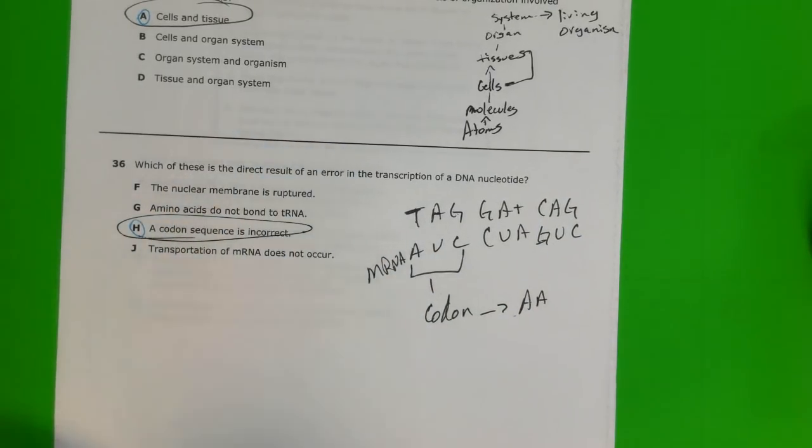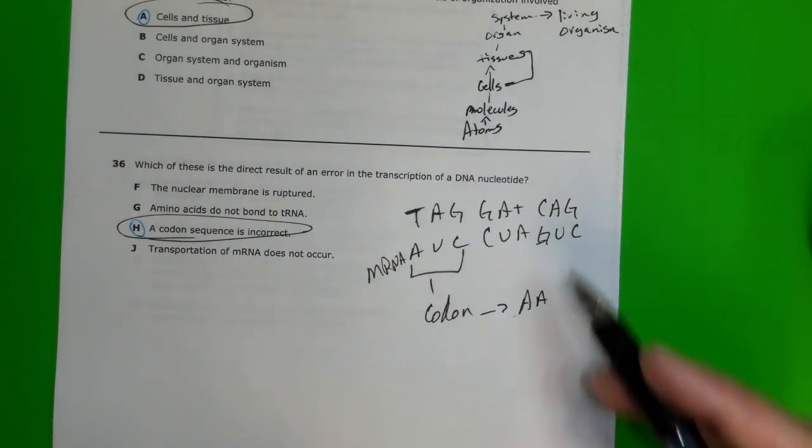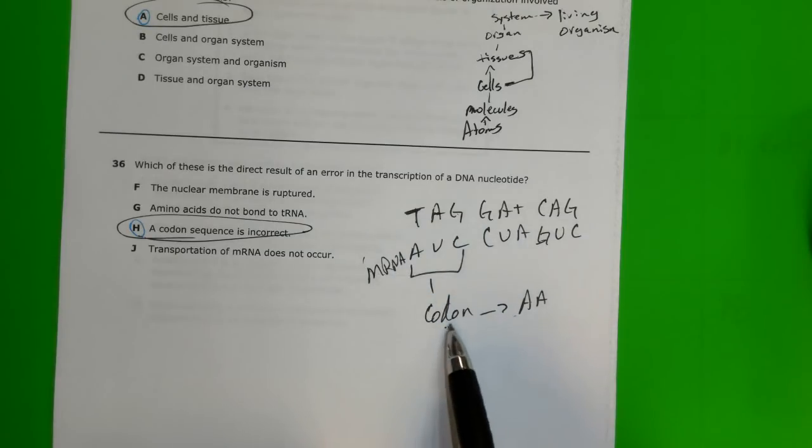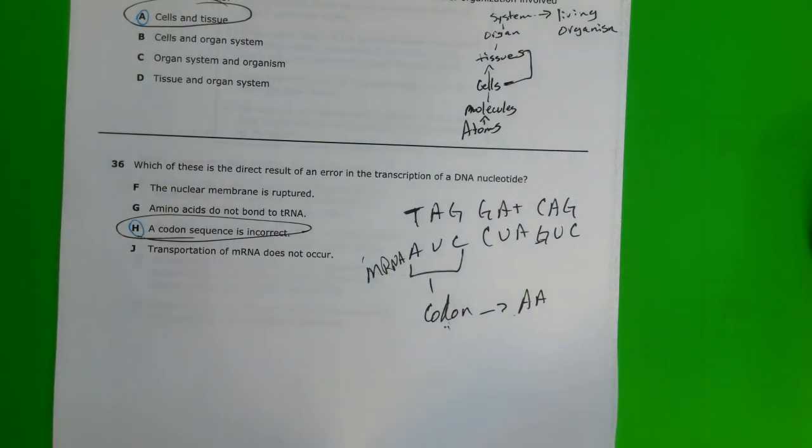So our correct answer is going to be H. A codon sequence will be incorrect. Because if there's a process that's disrupting this sequence, our codon is going to be affected, and we're going to have a different codon than what we originally should have.